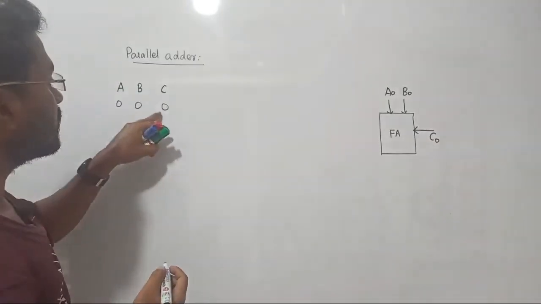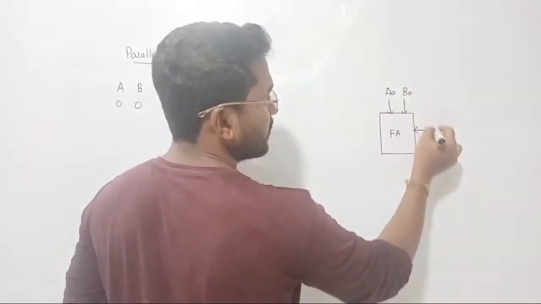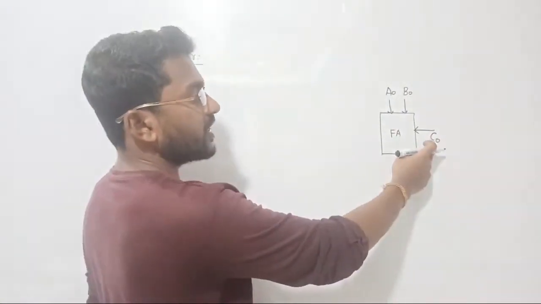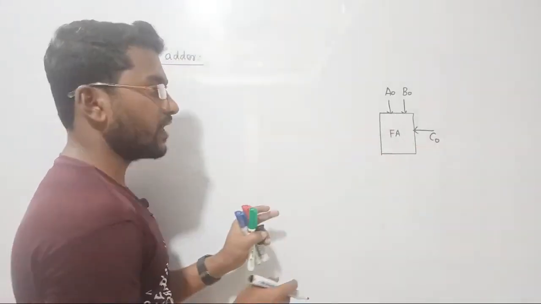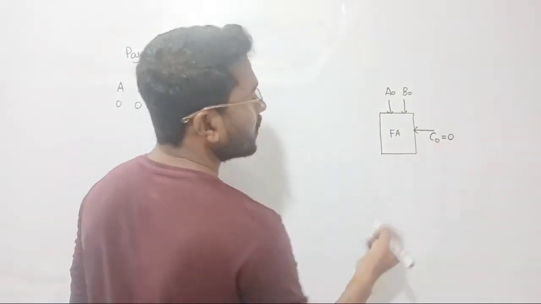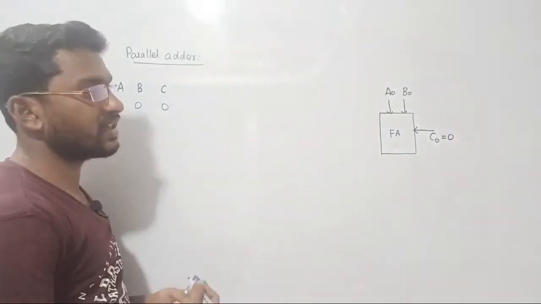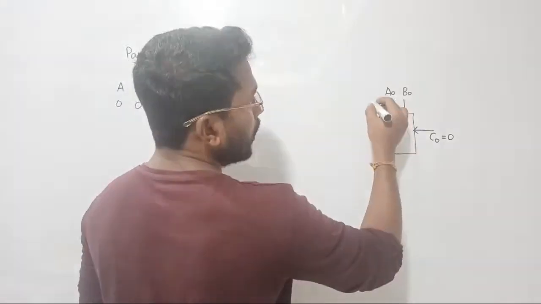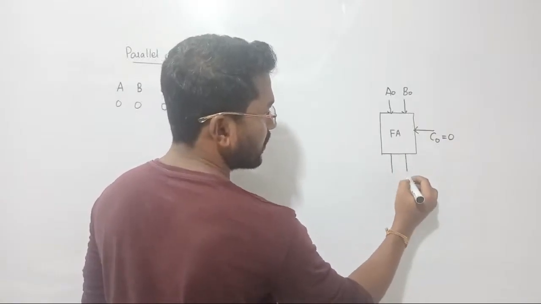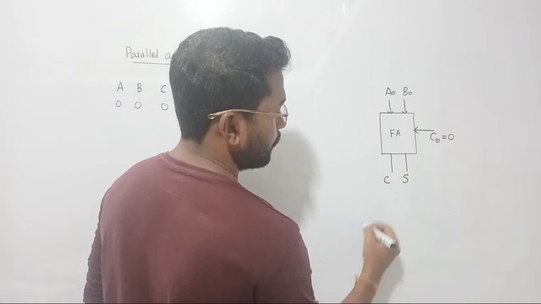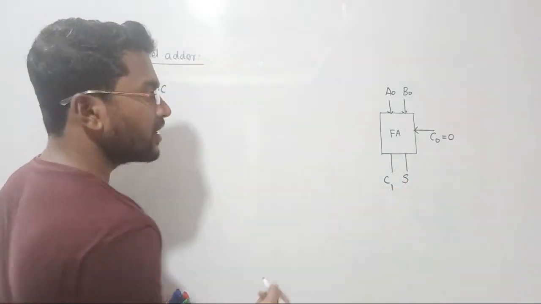Now we have to consider these 3 bits. C denotes the carry, but the carry won't be initially generated, so the value of C0 will always be set as 0. The initial carry is always 0. Combined, these 3 bits will generate 2 things: one is the sum, another one is the carry. Let me call it C1.